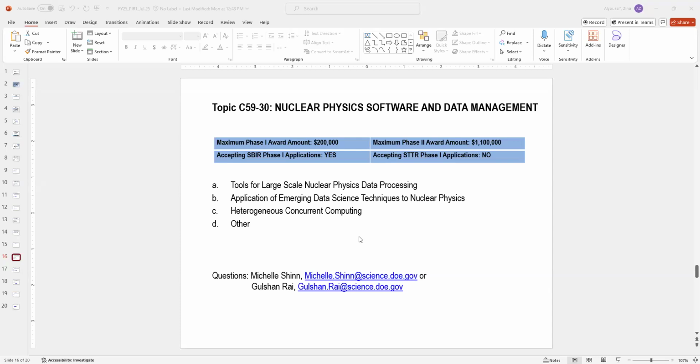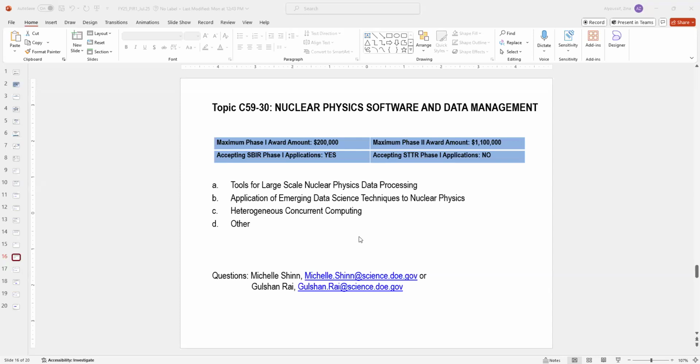Experiments at CEBAF at Thomas Jefferson National Accelerator Facility, or currently RHIC, which is still running for another year or so, at Brookhaven National Lab, produce 50 to 100 petabytes of raw data for single experiments. In the future, we expect the Facility for Rare Isotope Beams and the future Electron Ion Collider that's being constructed now at Brookhaven will have similar amounts. Now, we don't expect you to do any hardware. This is all going to be software development.